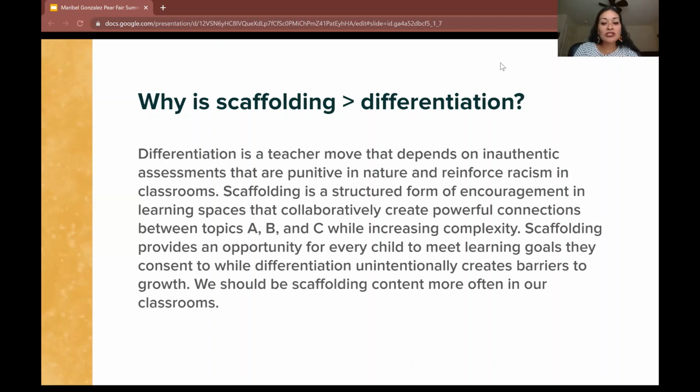Scaffolding provides an opportunity for every child to meet learning goals that they consent to, because you're being transparent with them about what the objective is or what the goal is, while differentiation unintentionally creates barriers to growth. It is problematic that we are completely altering or modifying assignments and taking away the apple from them, taking away those learning opportunities. And we should be scaffolding content more often in our classrooms because of institutional racism.